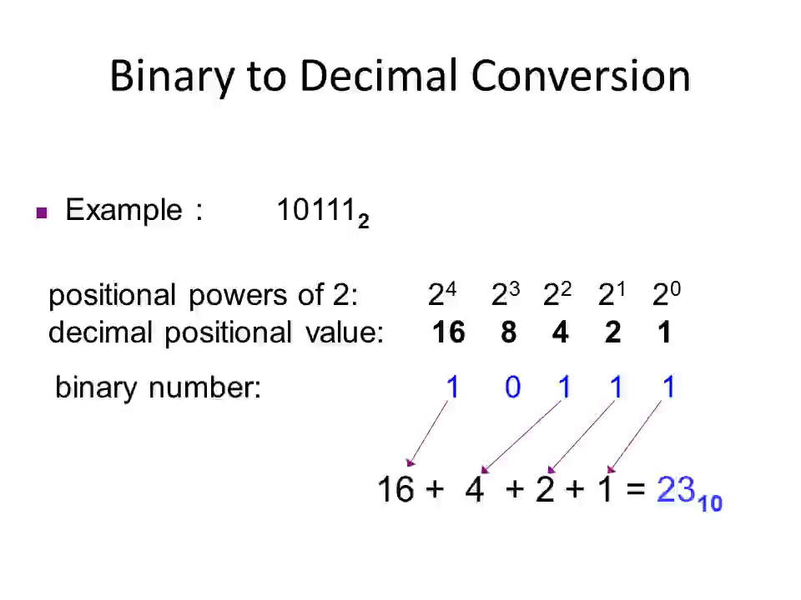Similarly, another example. If the digit at a position is 1, then you add the positional power of 2, that is 2 to the power 0. And when the value is 0, it is not added.